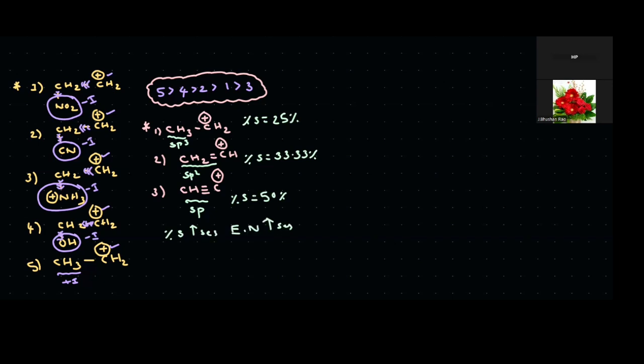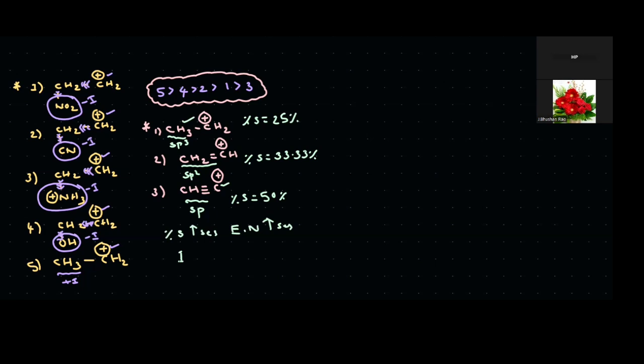Electronegativity increases. If electronegativity increases, what happens? The electron withdrawing nature increases. If the electron withdrawing nature increases, the stability of this carbocation effectively decreases. So based on that, which one is more stable now? First compound. This group effectively releases electrons. This one is the more stable compound. After that, second one. Next is third.